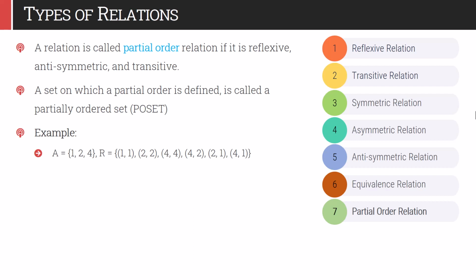Consider A is equal to {1, 2, 4}, on which the relation R is defined as {(1, 1), (2, 2), (4, 4), (4, 2), (2, 1), (4, 1)}. To check whether it is a POset or not, we have to apply all three conditions. It should be reflexive, antisymmetric, and transitive. Which it indeed is, so this R is called a partially ordered set.